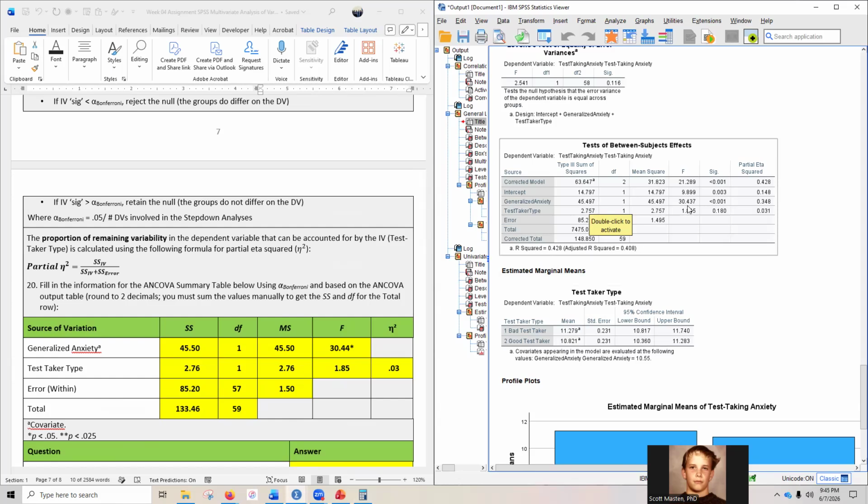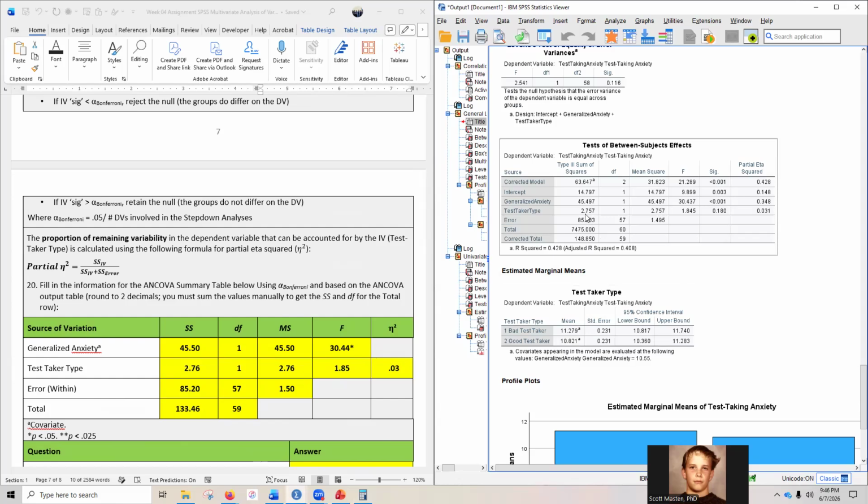F value is 30.44, right there. It gets a star. Why does it get a star? Because the generalized anxiety is evaluated at 0.05, right? The original alpha level, because it's not the other dependent variable. Well, it is the other dependent variable. Let's take that back, but it's a covariate here, so we use the standard alpha level. So it gets a star, indicating that generalized anxiety did significantly adjust the means for test-specific anxiety.